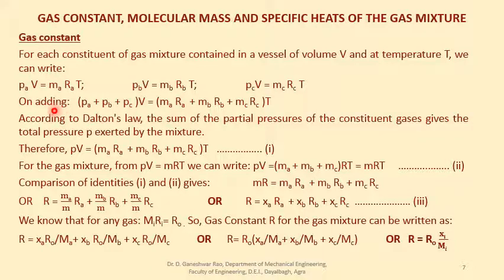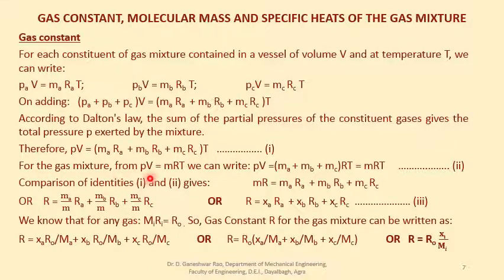Right. Now adding these equations, you get (PA + PB + PC) multiplied by total volume V is equal to (MARA + MBRB + MCRC) into T. According to Dalton's law, the sum of partial pressures of the constituent gases gives the total pressure exerted by the mixture. So replace this PA + PB + PC with the mixture pressure P. So PV = (MARA + MBRB + MCRC) multiplied by the temperature.